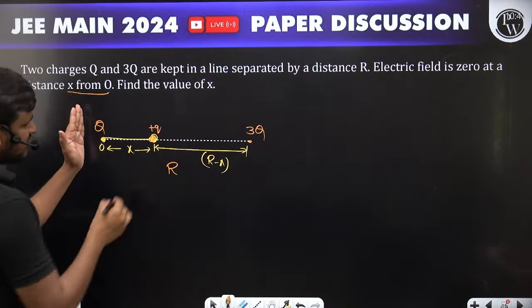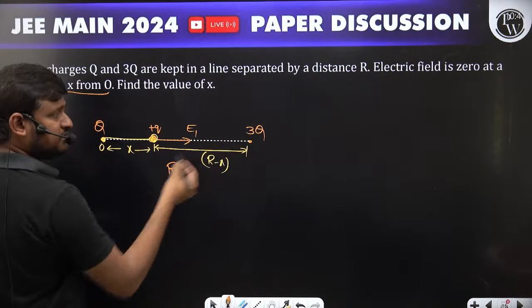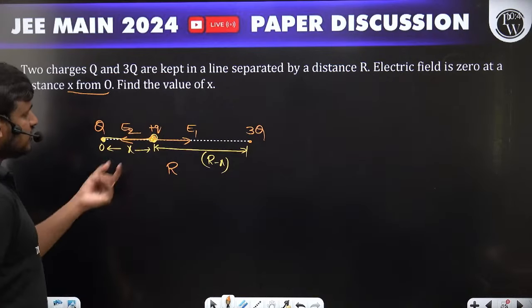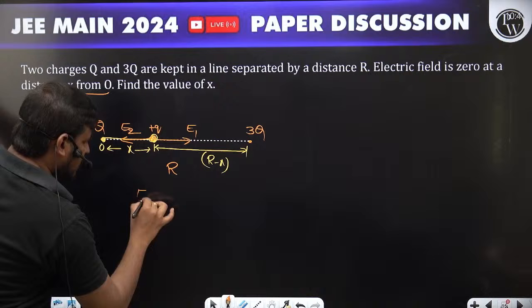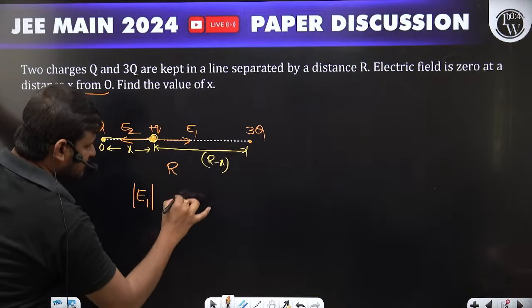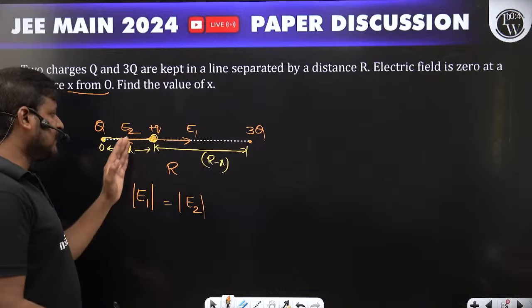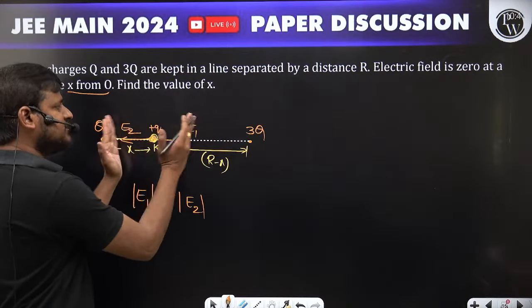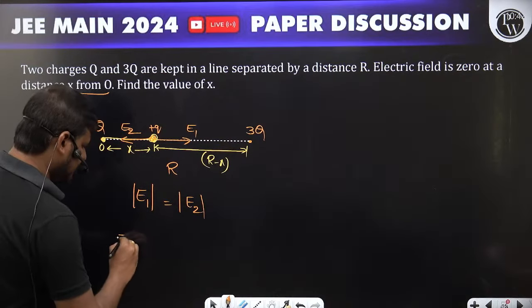Due to this plus Q, let the electric field be E1 this side. Due to this plus 3Q, the electric field is E2 this side. The net electric field at this point is 0, which means the magnitude of E1 should be equal to the magnitude of E2. The net electric field is 0 means the electric field acting at this point should be 0. Like E1 and E2 should be equal, right? Then only the net will be 0.